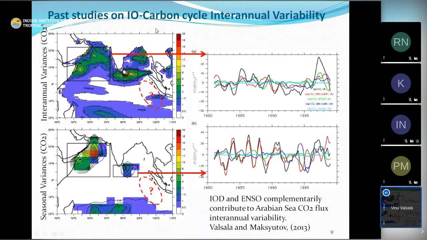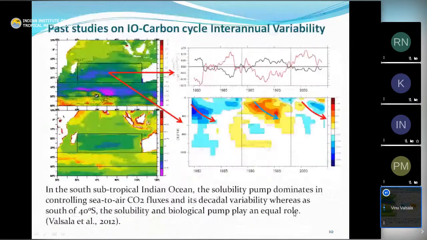However, there is no way we can verify this in direct observation. This is the observationally constructed seasonal variance. This is the model constructed interannual variance. So we did show that wherever the seasonal amplitude of the carbon cycle is larger, the variation to that can imprint certain interannual variability in the Indian Ocean. And we noticed that the Arabian Sea carbon cycle variability is a mix of both IOD and ENSO, which complementarily contribute to the Arabian Sea CO2 flux interannual variability. That is one of the past studies done in the Indian Ocean.